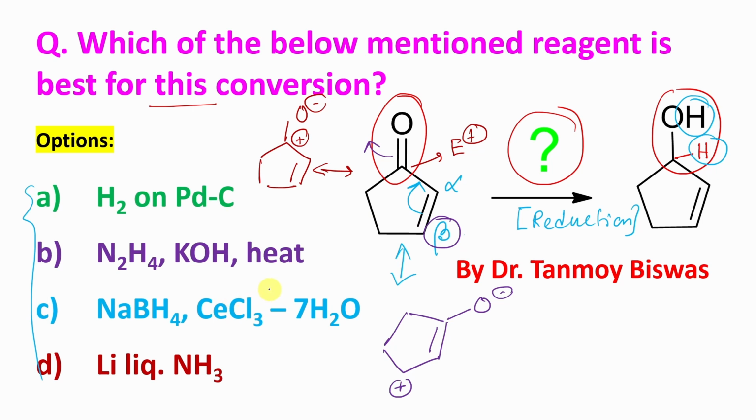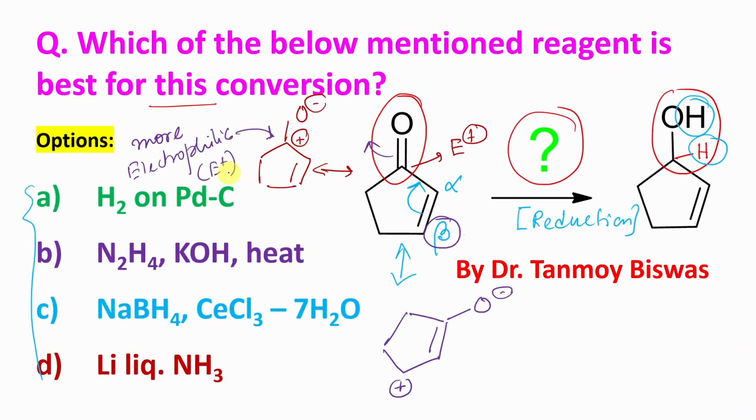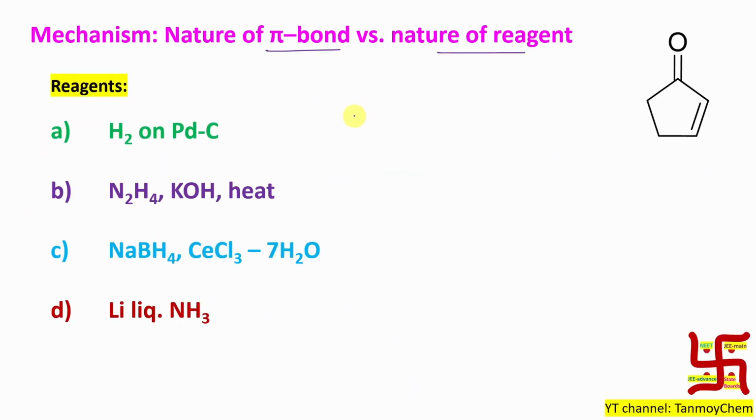I guess we have understood the important point of this reagent. Now for this purpose, we need to understand the nature of the pi bond and the nature of the reagent. Actually, we are trying to reduce this pi bond selectively. If you look, this carbon is more electrophilic. Why? Because it's directly attached to oxygen. So minus I as well as minus R both operate on this carbonyl carbon. This is more electrophilic.